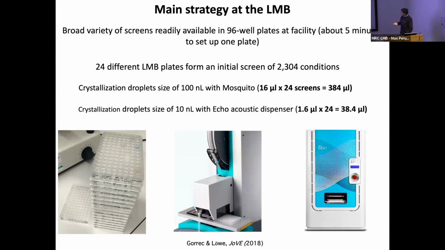Or we also have an eco dispenser, which will drastically decrease the amount of sample you will need. In case you are desperate and you don't have much sample, you can use the eco dispenser, which uses an acoustic wave to deliver the reservoir.